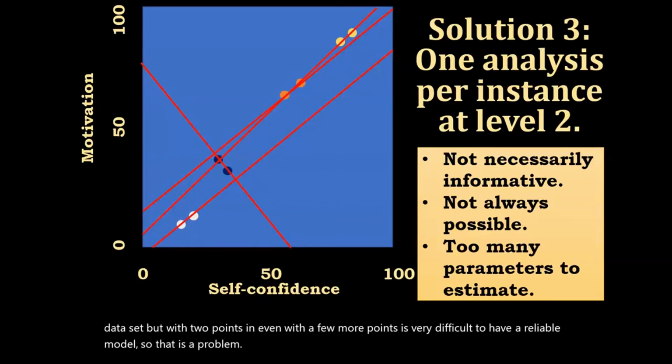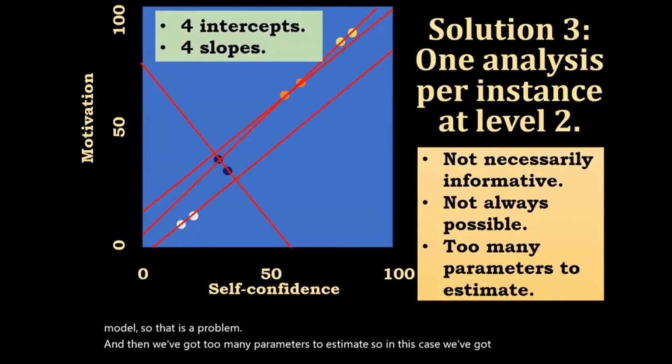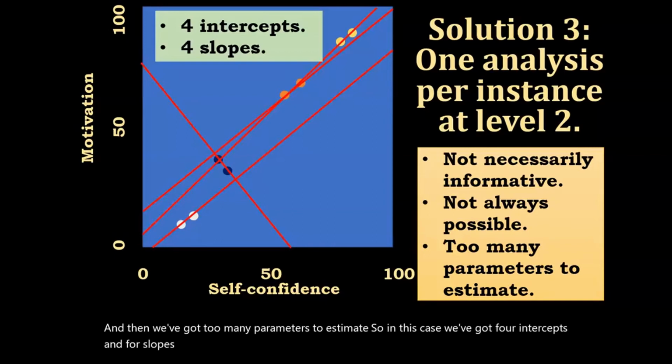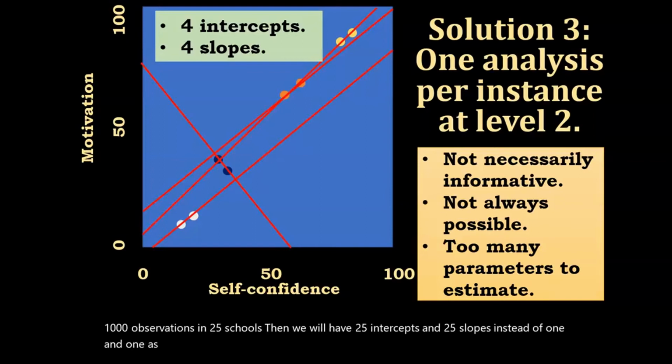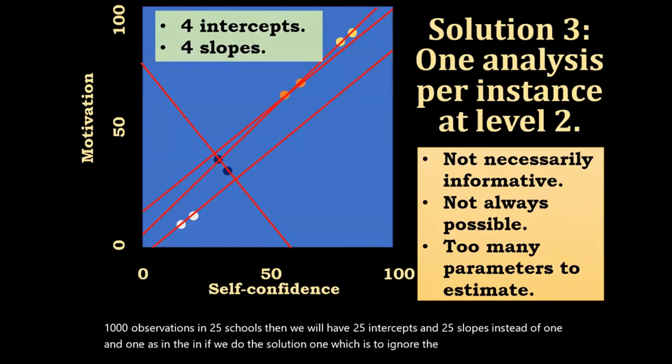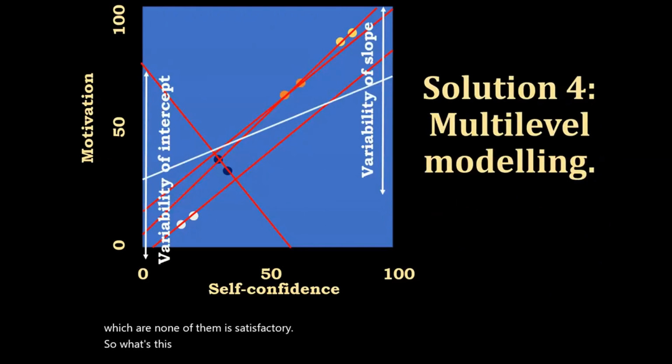And then we've got too many parameters to estimate. In this case, we've got 4 intercepts and 4 slopes. But consider that we may have 1,000 observations in 25 schools. Then we will have 25 intercepts and 25 slopes, instead of 1 and 1 as in solution 1, which is to ignore the hierarchical structure of the data. So these are the problems that we have, and the solutions that have been used, none of which is satisfactory. So what solution does multi-level modeling provide?